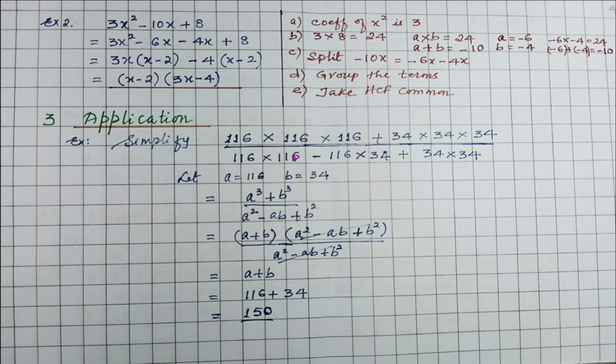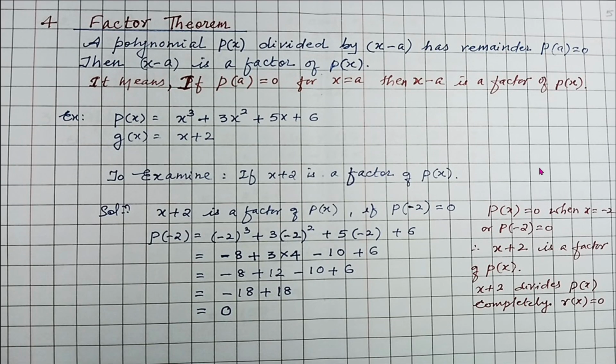So therefore simplification of such a huge fraction of different numbers is made very simple now, and we get the answer as 150. Otherwise multiplying these three and then multiplying all the other values, what you call simplification, would have been a very tedious task. Now here it has become simple by using factorization and identities. So that is how we can use the identities and factorization in calculations.